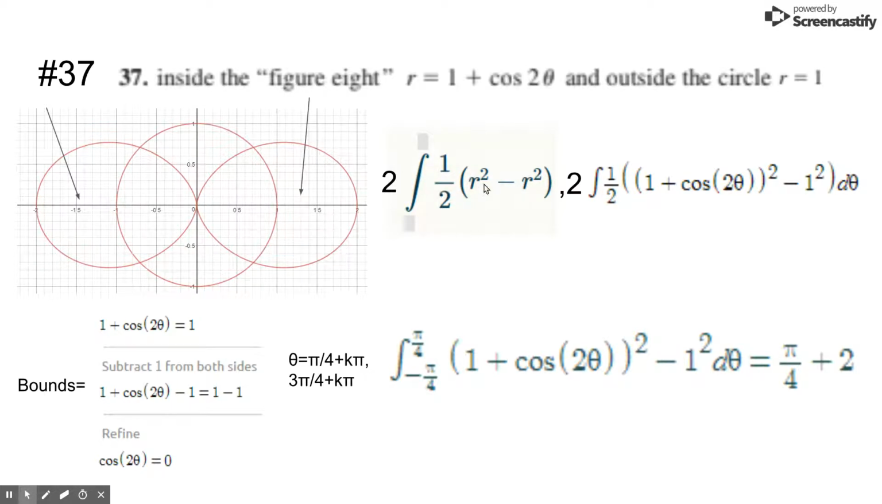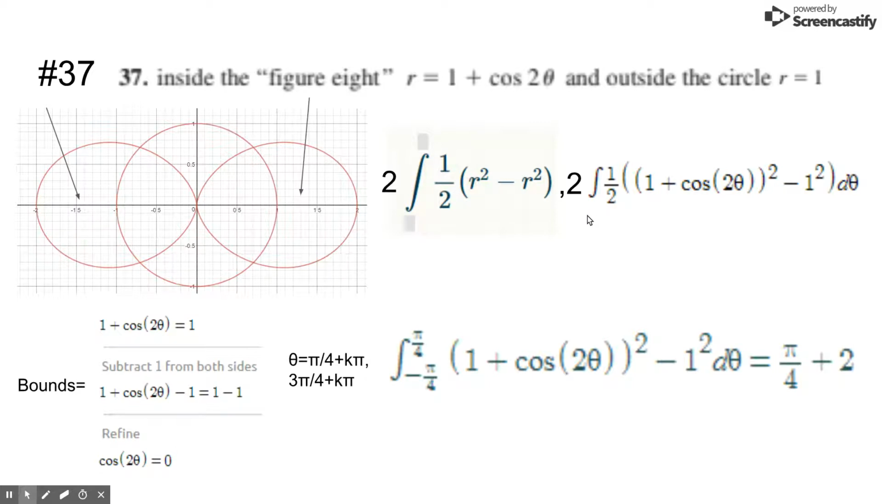So to do that, we need to know our equation of our integral for the area between two polar curves, and that is 1/2 big R squared, this should be a big R squared minus little r squared: the outside radius squared minus the inside radius squared. And I have a 2 here because for this problem we're multiplying one of the areas by 2 to find the total area. Plugging in our radiuses for each r, we get 1/2, 2 times the integral of 1/2, 1 plus cosine of 2 theta squared minus 1 squared d theta.